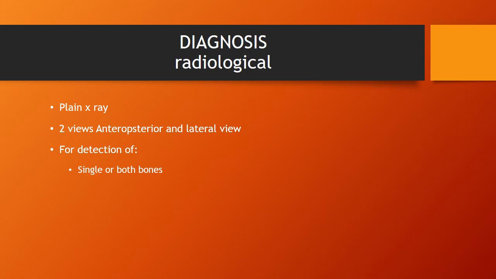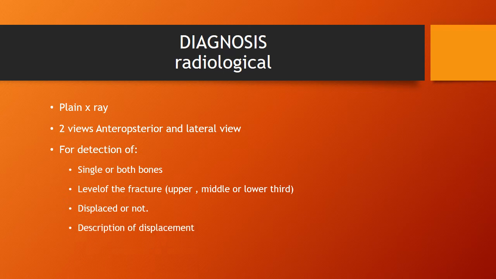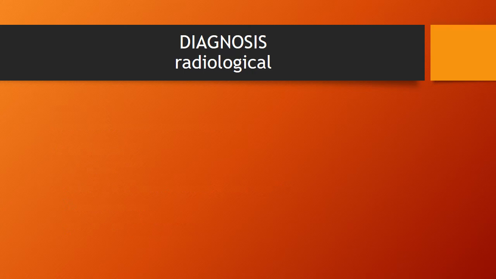First of all, is it a single bone or both bones? Either one bone is affected or both bones are affected. The level of the fracture: is it upper third, middle third, or lower third? Also, is it displaced or not? And to describe this displacement: displaced proximally, dorsally, volarly, shortening, rotation, angulation, and so on.